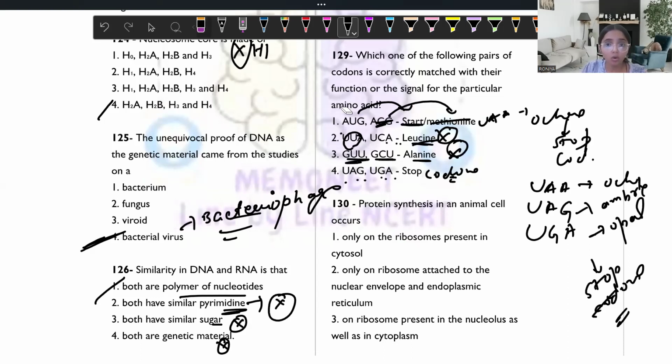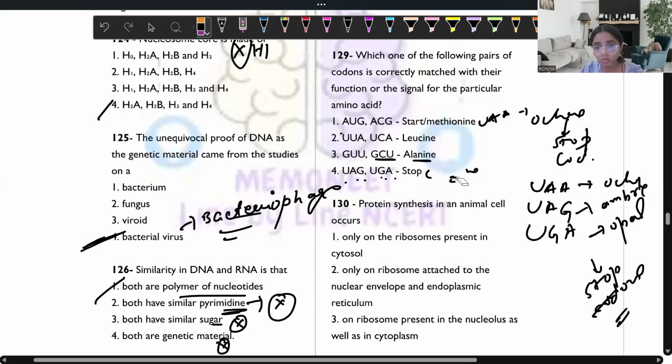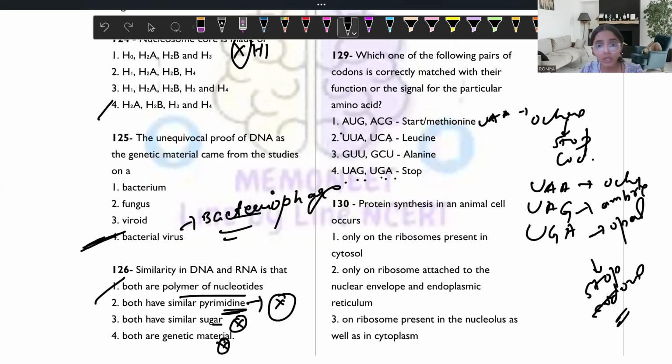So even if you don't know what codes for leucine, AUG is a start codon and ACG does not code for methionine, so that is definitely wrong. If you do not know that UUA, UCA are coding for leucine, and GUU, GCU are coding for alanine, but you know that the fourth option is correct, then the others can be correct or cannot be correct, but this is definitely correct because we know. So the answer to this question is the fourth option.